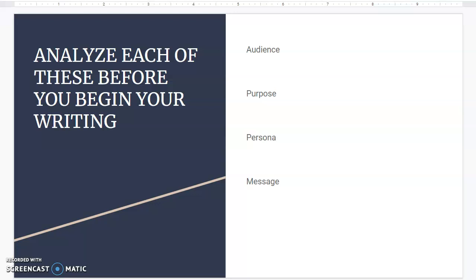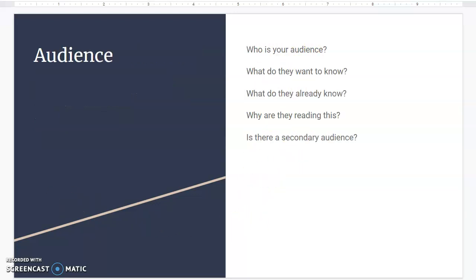And the 4 things, and each of these in Maxine's book is on the side of a square. So one is the audience, then the other side is purpose, persona, and message. A square has 4 sides. Each one of these goes on the side. Most important thing you can do is analyze your audience.